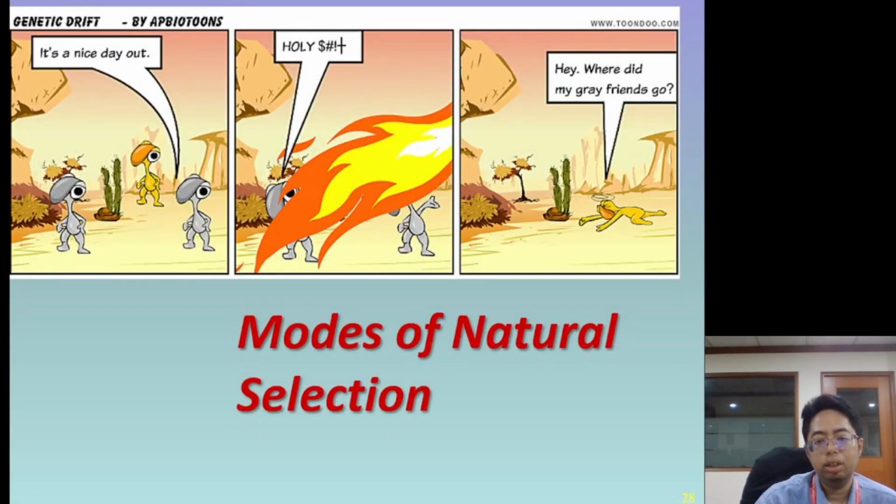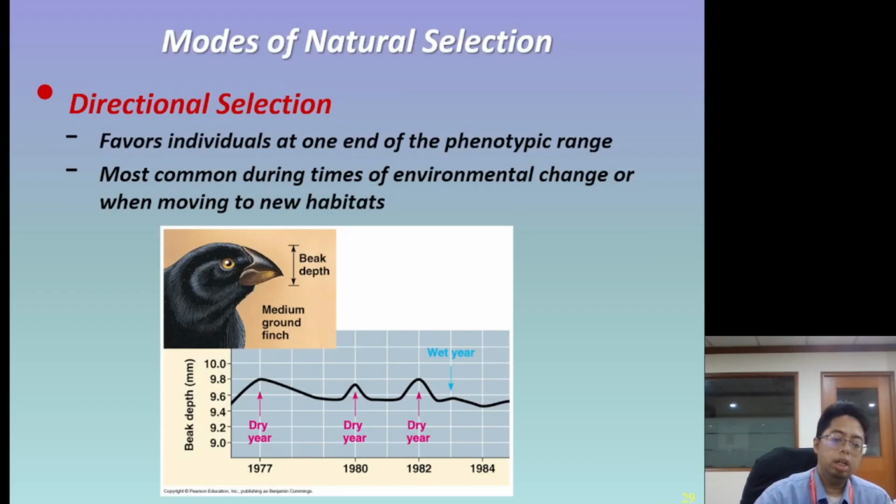Modes of natural selection. In the modes of natural selection, the first is directional selection. Directional selection favors individuals at one end of the phenotypic range. So it is most common during times of environmental change or when moving to new habitats.